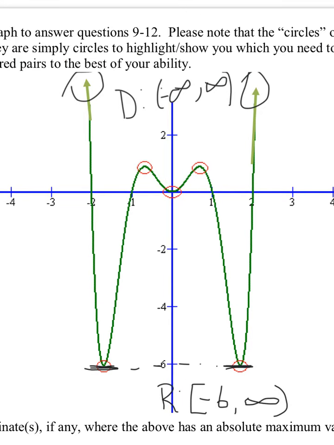And then lastly, question 12 asks, what are the absolute minimums? Well, this particular graph does have some absolute minimums, and we could actually say, well, they're right here. There's two absolute minimum points. And so we could actually list them both as absolute minimums because they're at the same y value. Since they're at the same y value, we can list them both. One of them's at negative 1.5, negative 6, and the other one's at 1.5, negative 6. And we could use both of those points as our absolute minimum points.